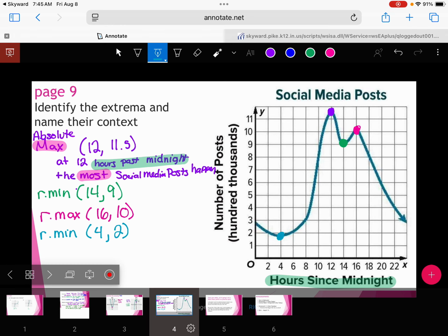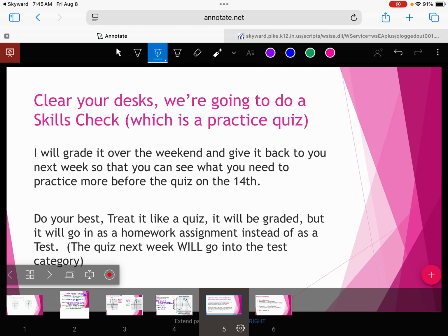But before we plow through the rest of this chapter, we are going to do a little skills check. So you're going to treat this kind of like a baby quiz. It does not go in as a quiz. It's going to go in as a homework. But this will let us know how we're doing on all the stuff we've done before today. There's not extrema on this. This has our domain and range, continuous, our linear, our nonlinear, intercepts, that kind of stuff.